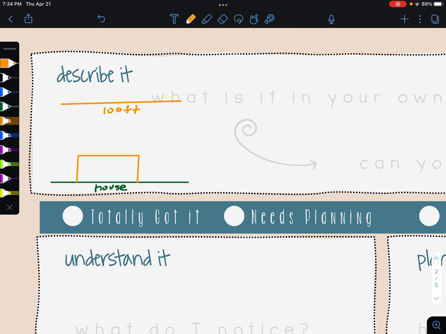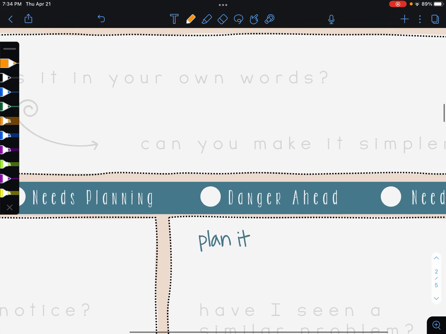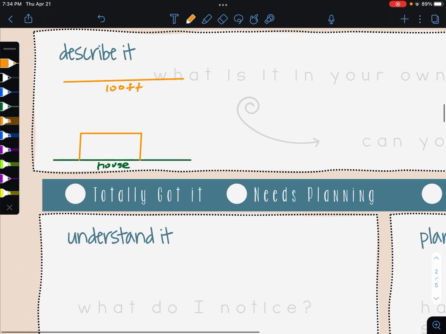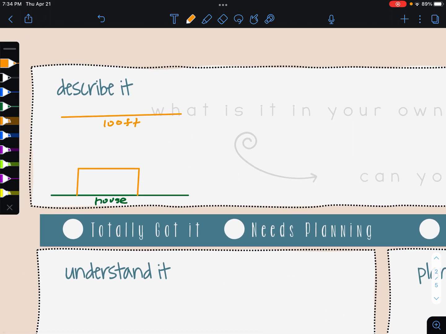So pause for a second and think, can you make this into a simpler problem? Do you see anything that reminds you of anything you might have done in elementary school that'd be an easy way to solve this? Put the video on pause and think about it and come back.